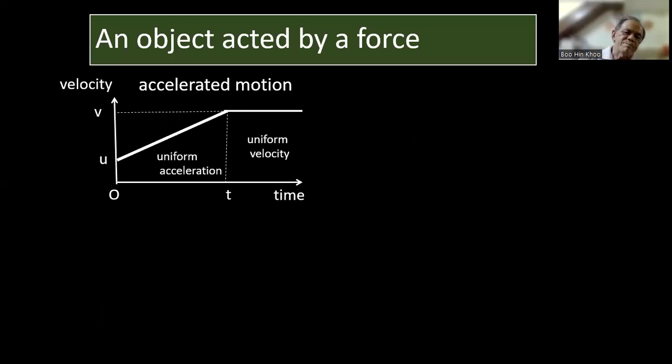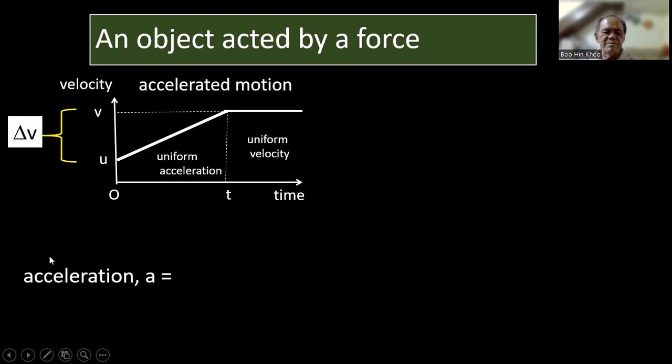Okay, in kinematics, we study an object acted on by a force. It accelerates. So you should be able to read that this is the initial velocity, this is the final velocity. Right? So this part is uniform acceleration, this part is uniform velocity. So V minus U is the change in velocity. So acceleration is the change in velocity over time. Or find it as the gradient of this straight line.